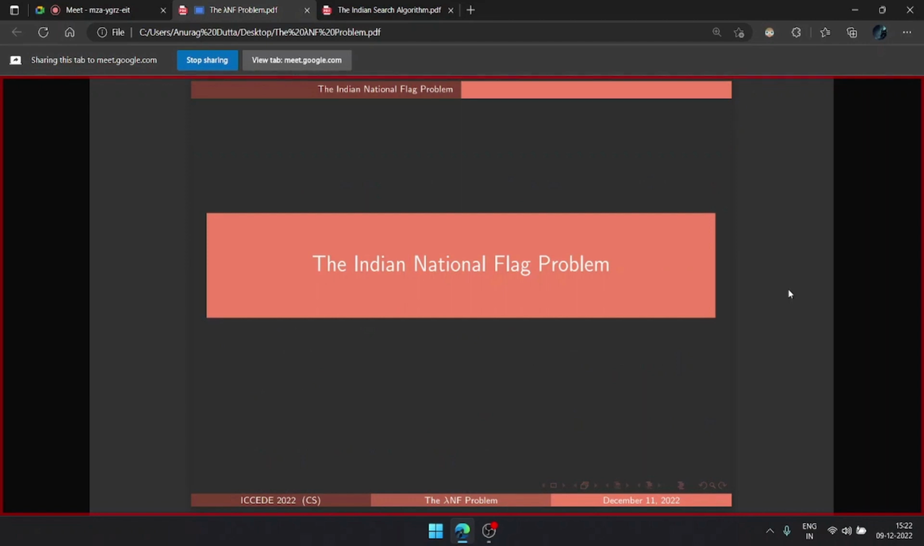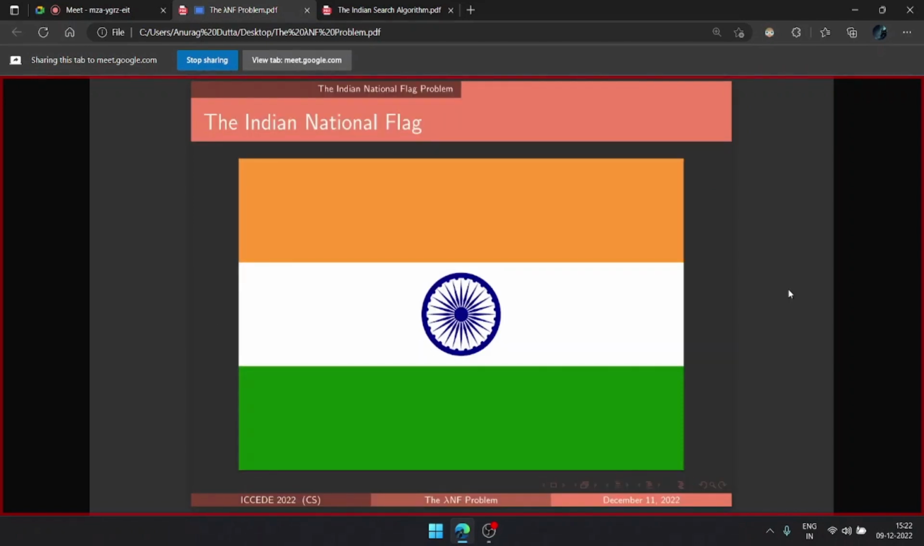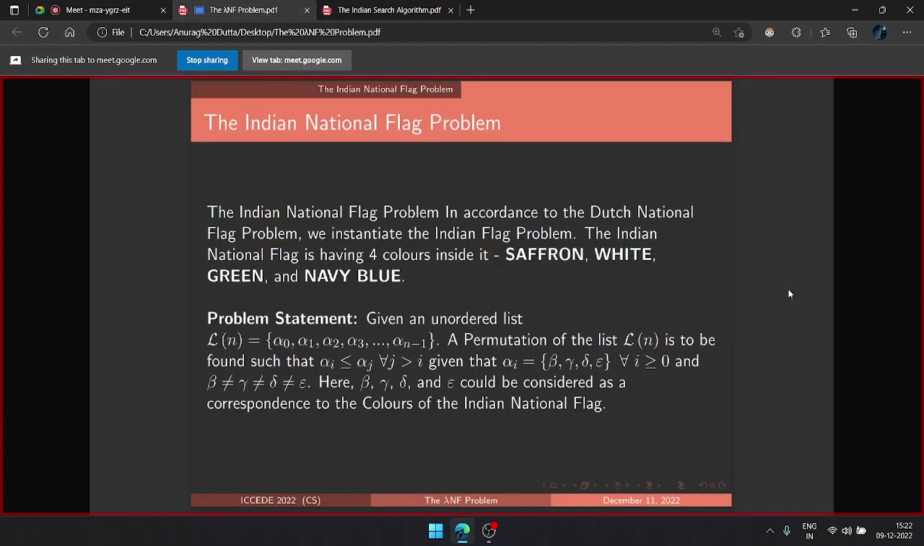According to that, we have proposed a new problem, that is the Indian national flag problem. All of us know that the Indian national flag has four colors: saffron, white, green, and navy blue. This is quite similar to the Dutch national flag problem, but the only difference is that for the Indian national flag problem we have four particular values: beta, gamma, delta, and epsilon. Again, the particular values won't be the same.